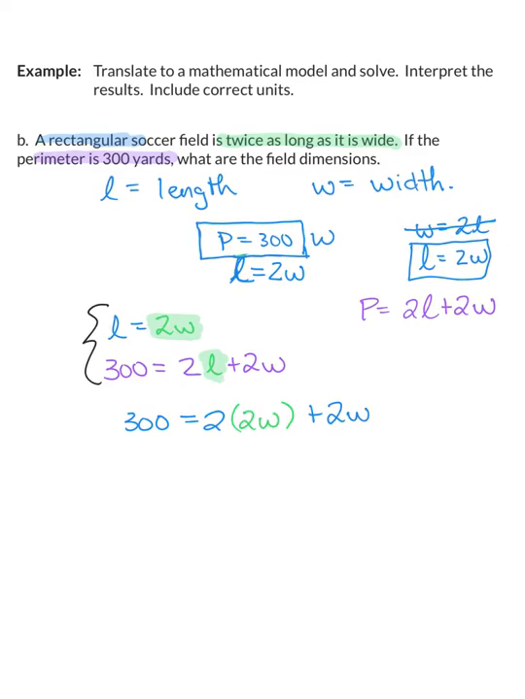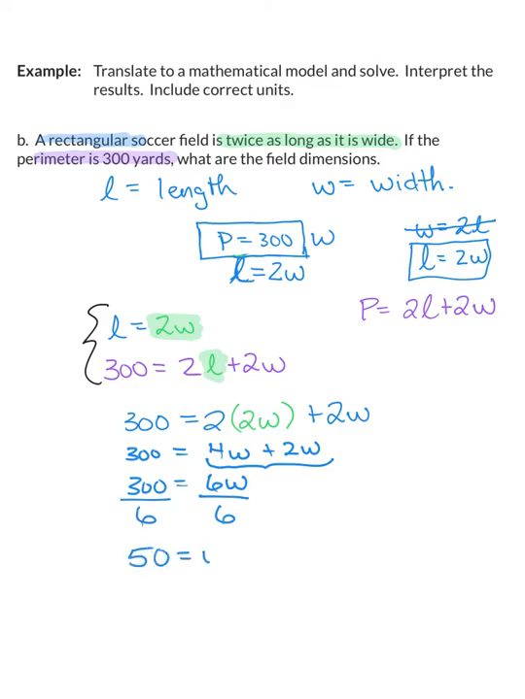We want to go ahead and multiply to get rid of the parentheses, so we get 300 equals 4W plus 2W. And if we combine our like terms, we get 300 equals 6W. Finally, I can divide by 6, and we get 50 equals W.